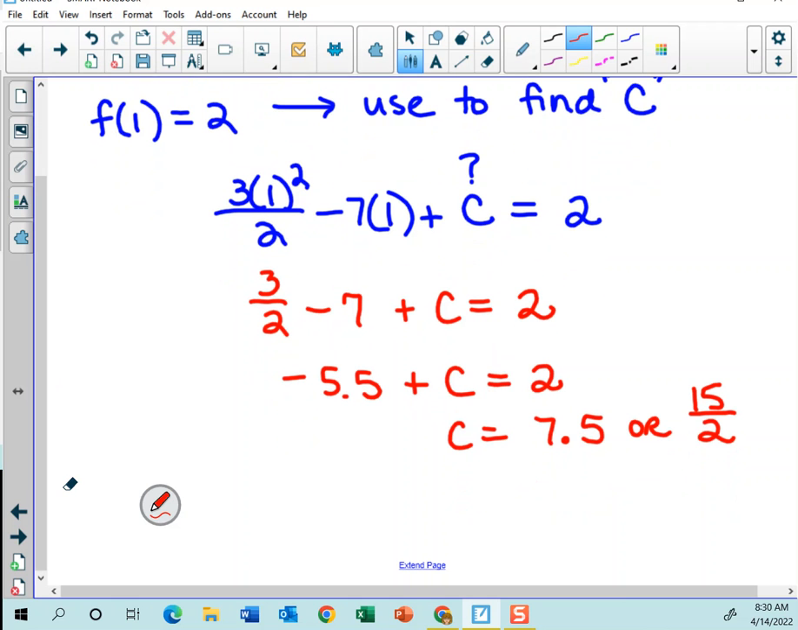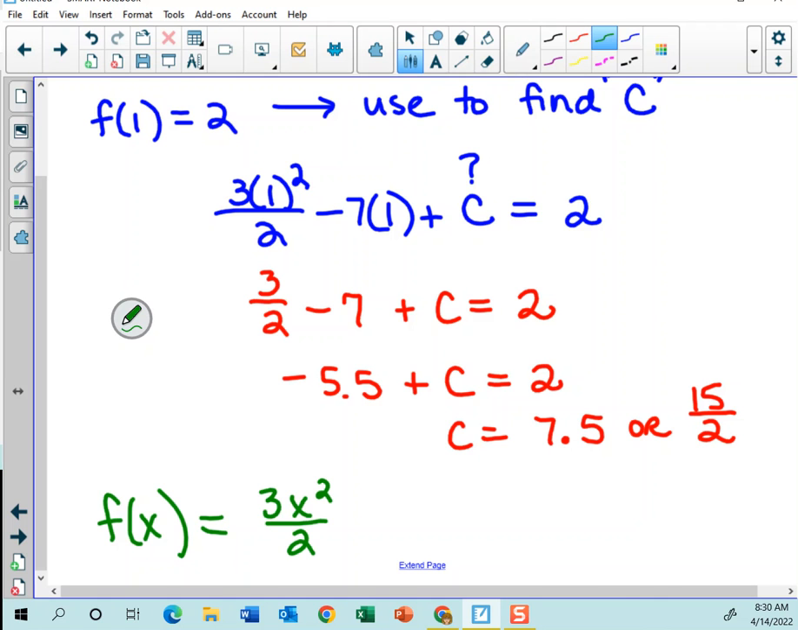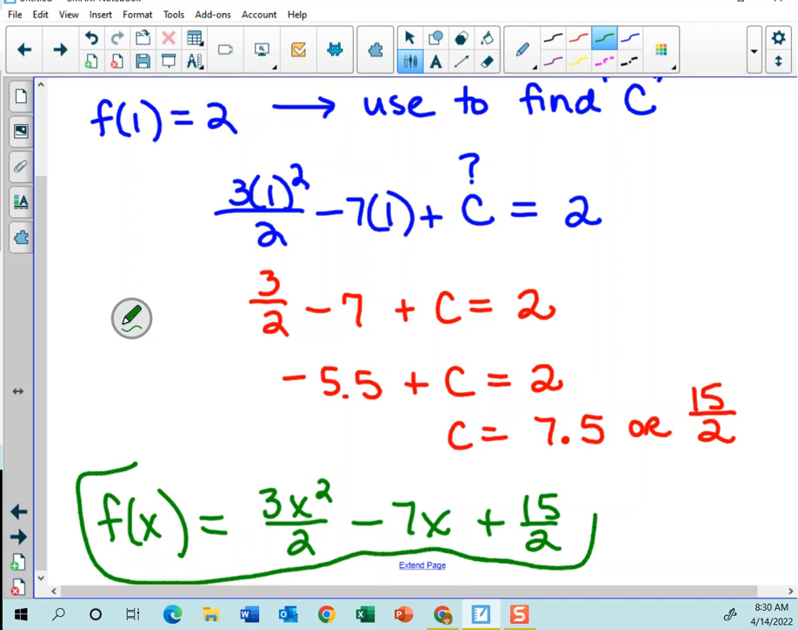Big part not to forget is answer my question. My question wasn't what's c. My question was, tell me everything about f of x. So f of x is 3x squared over 2 minus 7x plus 15/2 or plus 7.5. And that, my friends, would be the final answer.